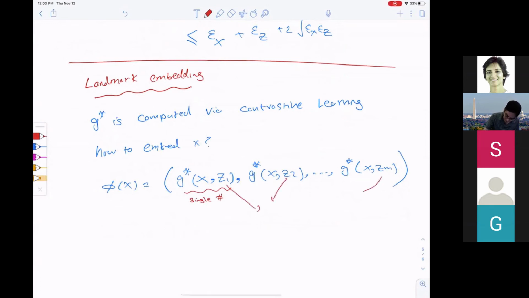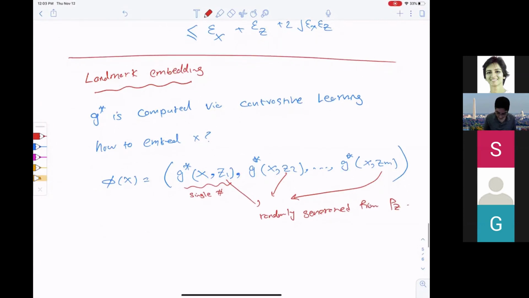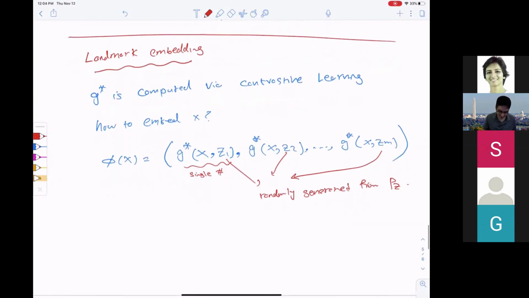Okay, so these Z's are randomly generated from the distribution of Z. That's going to be my embedding. In practice, we don't use this embedding, but it's an interesting embedding, and you'll see theoretically it has some good properties.